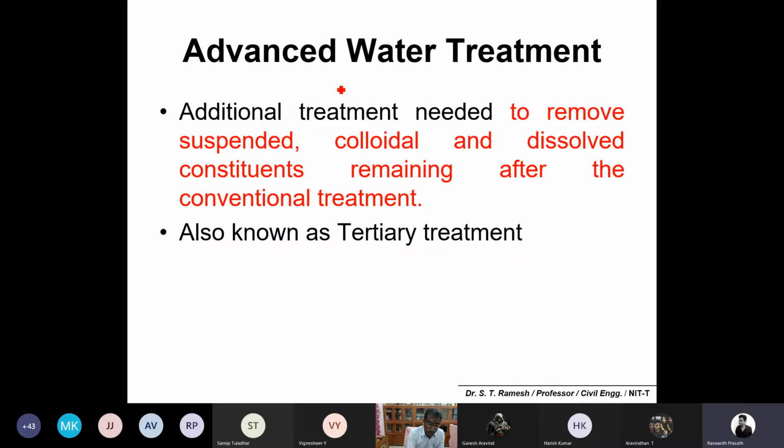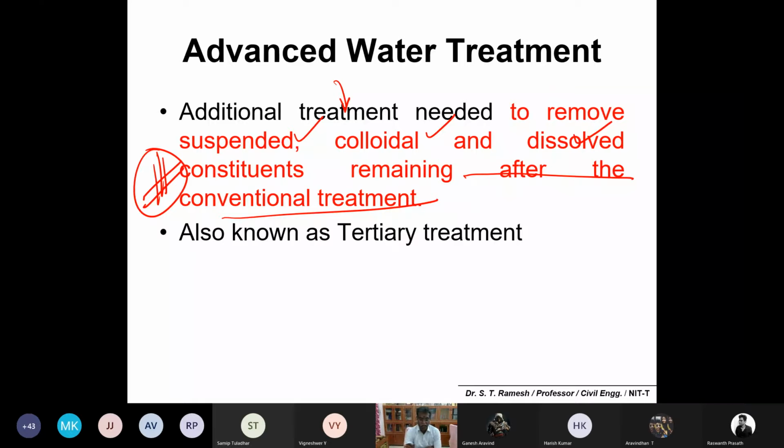If you expect to have additional treatment for the removal of suspended, colloidal, and dissolved constituents after conventional treatment, please make a note of that. It's very simple. I can remove suspended solids and other colloidal and dissolved constituents from the water as per standards. But if you want further treatment, you can also have these technologies at the point of use, or in the household.